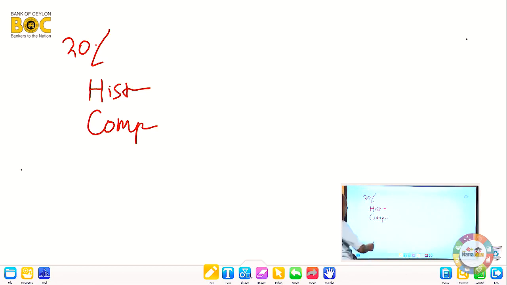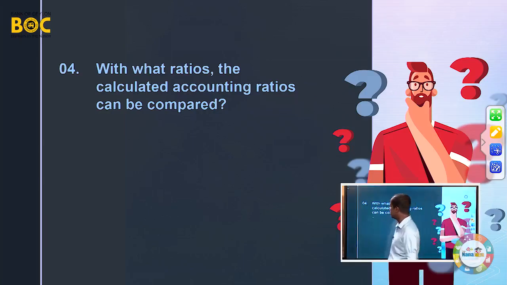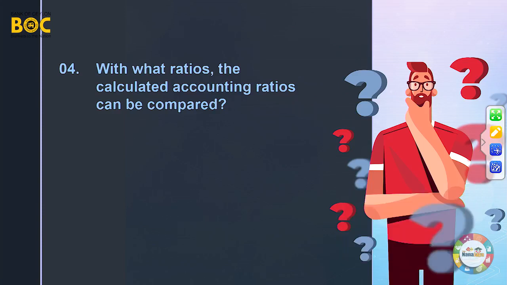These two areas we are learning here in the syllabus. In addition to that, you can compare with your budgeted or forecasted ratios, and with your industry ratios. Historical ratios and competitors' ratios we are learning here. Calculated ratios you can compare with historical and competitors' ratios. In addition, you can compare with budgeted or forecasted and industry ratios.